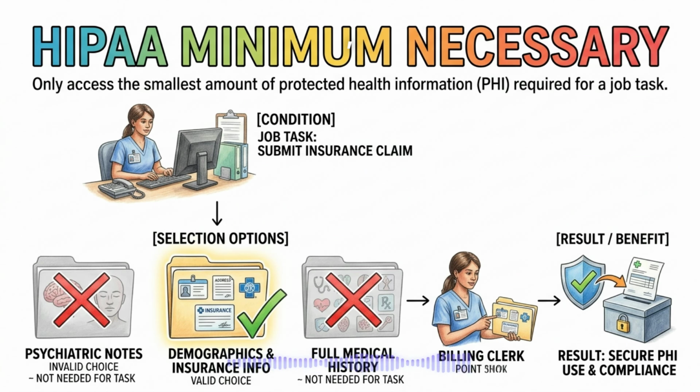A central concept of the HIPAA privacy rule is the minimum necessary standard. The minimum necessary standard states that when a healthcare worker accesses, uses, or shares PHI, they must only use the absolute minimum amount of information necessary to accomplish their specific job task. For example, a hospital billing clerk needs to see a patient's demographic and insurance information, but they do not need to read the detailed psychiatric notes from the patient's therapy session. The exam frequently tests your ability to apply the minimum necessary rule to various hospital scenarios.